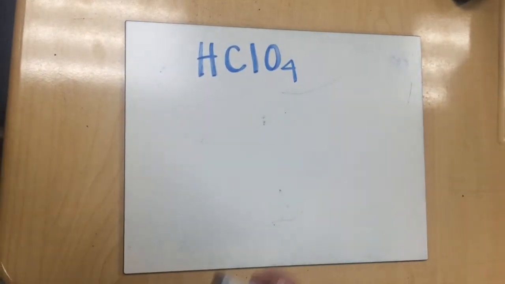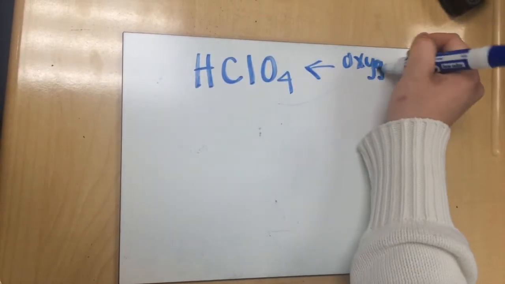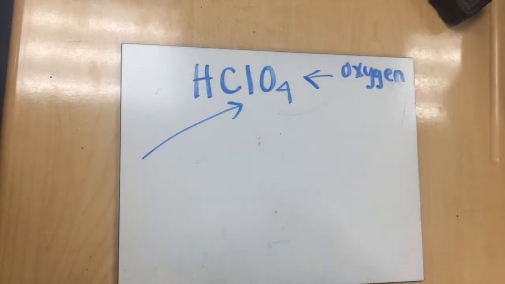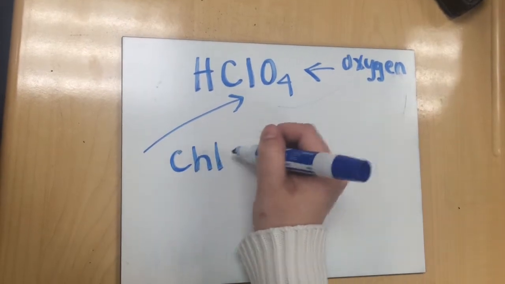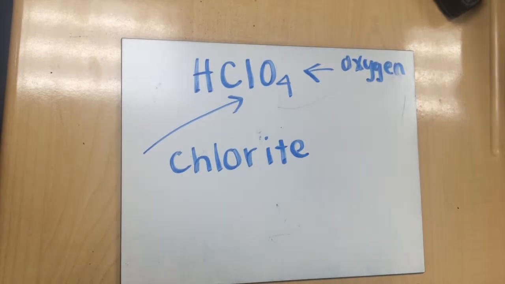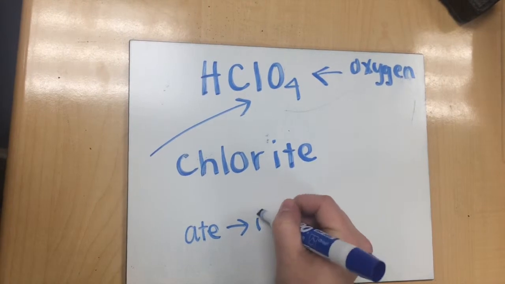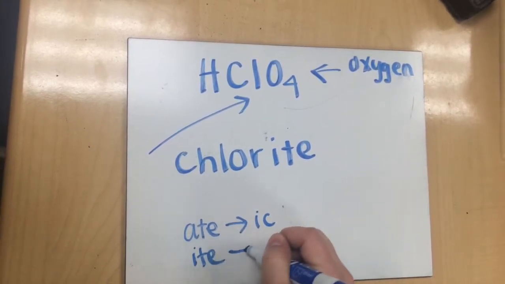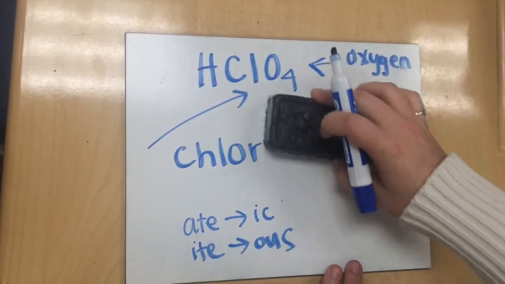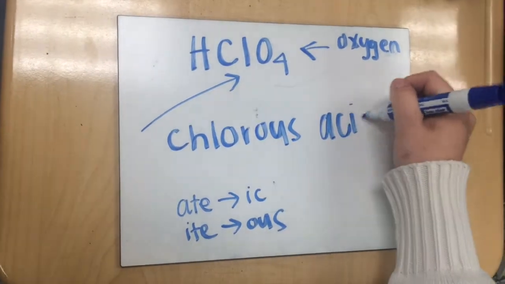The next acid we're going to learn how to name is a little more difficult, HClO4. You notice that there is oxygen. This means that you're not going to be using the prefix hydro. ClO4 is a chlorite ion. Because it is chlorite, you're going to be using the suffix -us. You can see from this chart which suffix to use depending on the suffix of your actual element. This makes this acid chlorous acid.